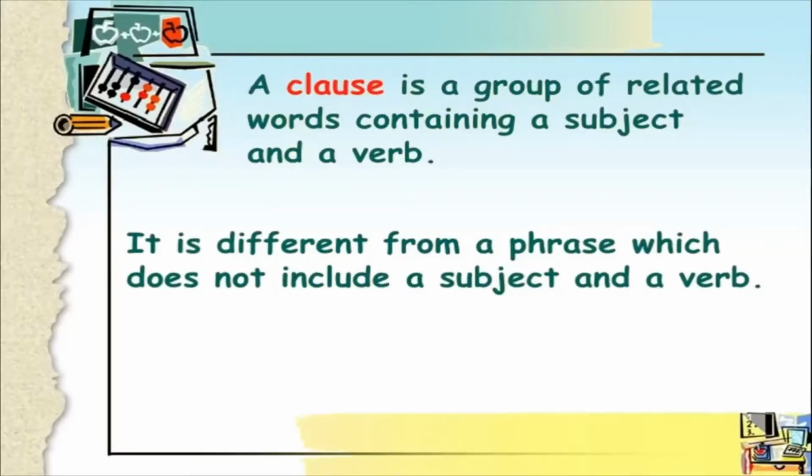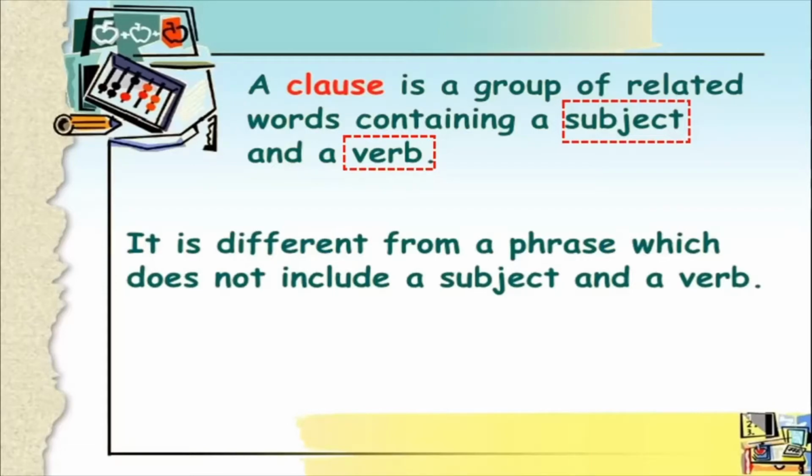So we talked about clauses. Remember, we saw what a clause is, and we discussed that a clause is a group of related words which contains a subject and a verb. So whether you're talking about the main clause or a dependent clause, always remember that a clause contains a subject and it also contains a verb. And it is different from a phrase also, we discussed.